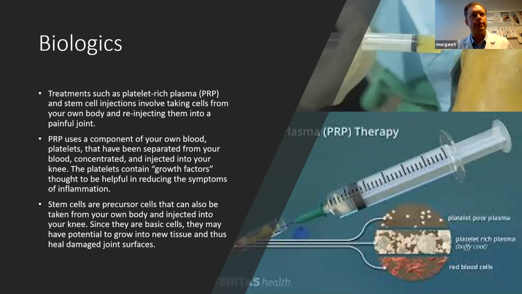What about stem cells? So PRP is technically not stem cells, although there are a few stem cells floating throughout the body in the blood. They're more concentrated in the bone marrow or in the fat, actually. And so stem cells are precursor cells that can be turned into other cells. And so they can be taken from certain sites in the body and injected back into the knee.